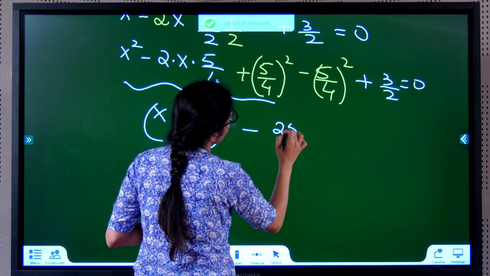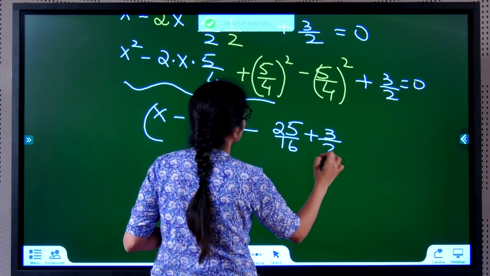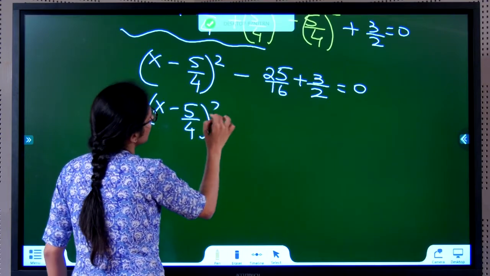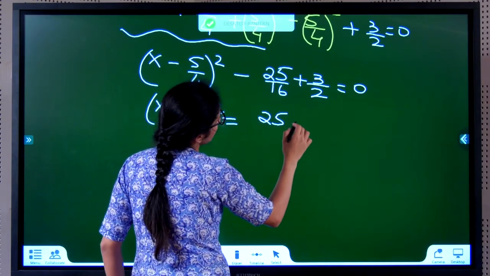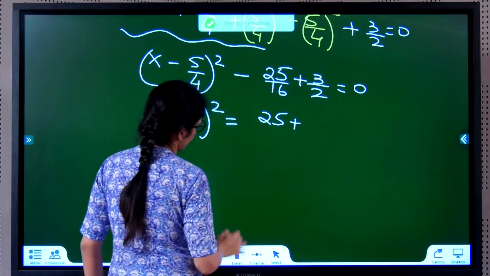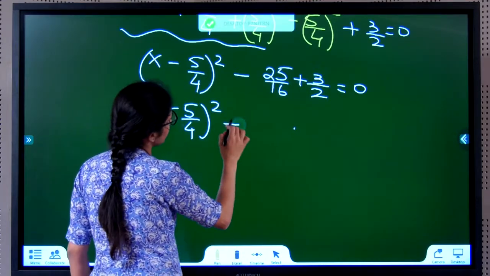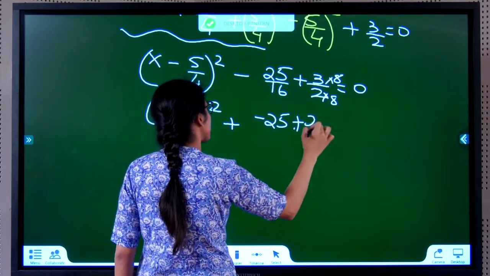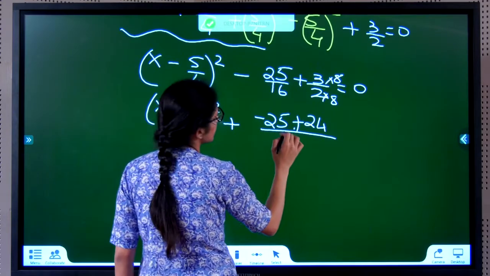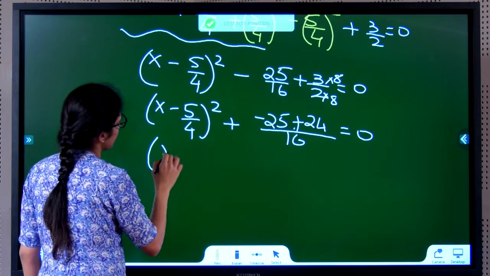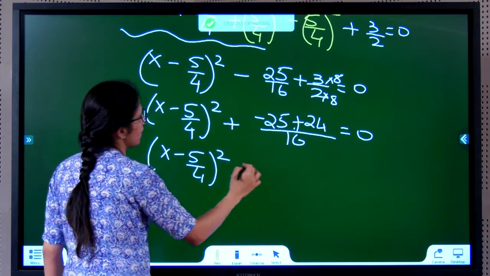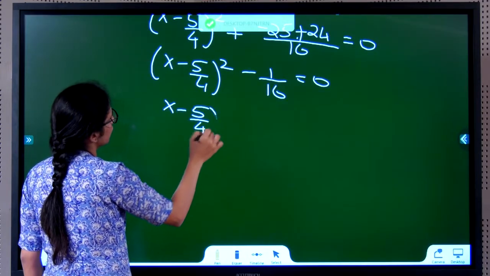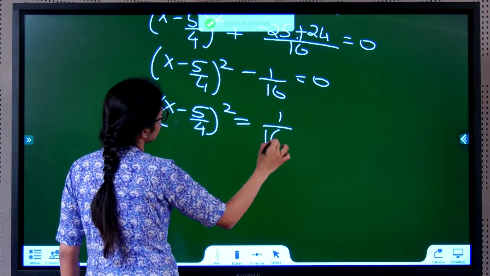Minus, this is 25 by 16 plus 3 by 2 is equal to 0. X minus 5 by 4 the whole square is equal to 25. 2 8s are 16. So this will also become into 8, right? This minus sign is with the 25. So minus 25. Multiply and divide with 8. So plus 24 divided by 16. So it becomes x minus 5 by 4 the whole square minus 1 by 16 is 0. X minus 5 by 4 the whole square is equal to plus 1 by 16.